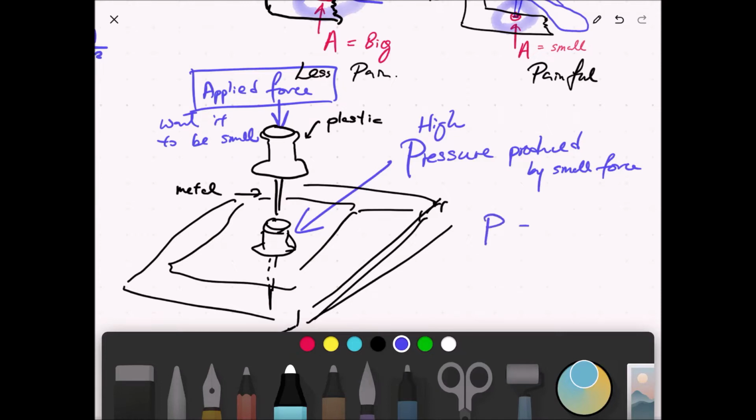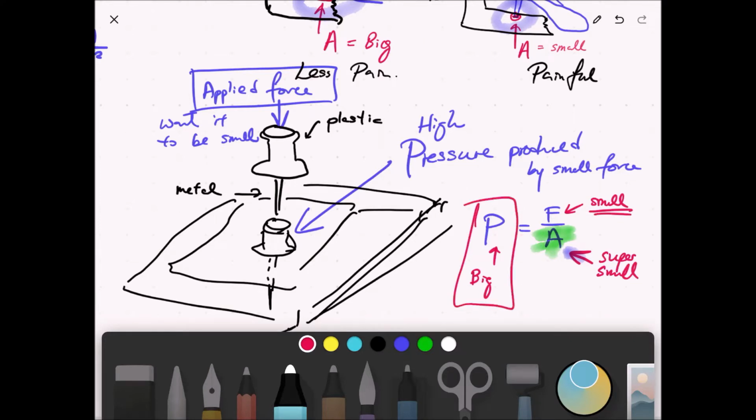So if we look at the formula P equals F over A, I want P to be big and F to be small. So what should be the value for this particular parameter, the area? We want it to be even smaller, right? We want this to be super small, so that this tiny amount of force can still generate a big pressure. How do we get a very small area of contact? We make sure that this pin over here is extremely sharp, so that the object can sink into another object.